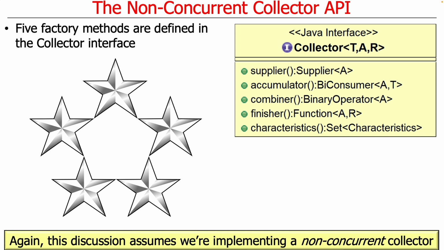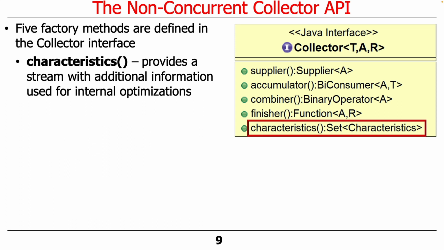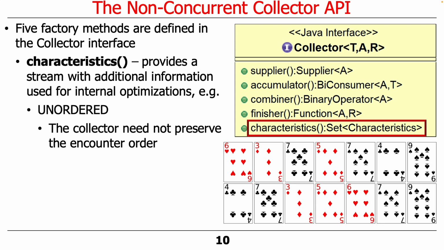There are five primary methods defined in the Collector interface, and we're going to be talking here about non-concurrent collectors. When we get to the concurrent stuff later, when we get to parallel streams, we'll talk about the other variants of this. The first method is called characteristics, and you can think of this as metadata. It provides additional information that the streams framework uses to optimize its behavior internally when it's processing a collector. There are three different flags that can be provided as part of the characteristics set. You can see it's a set.